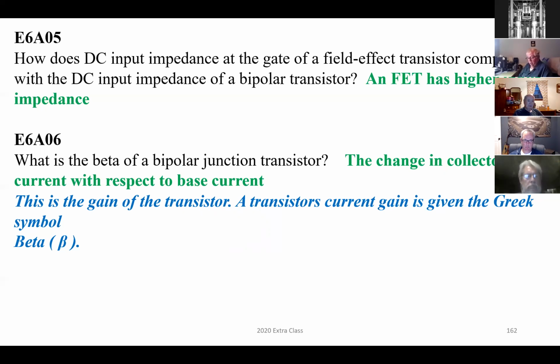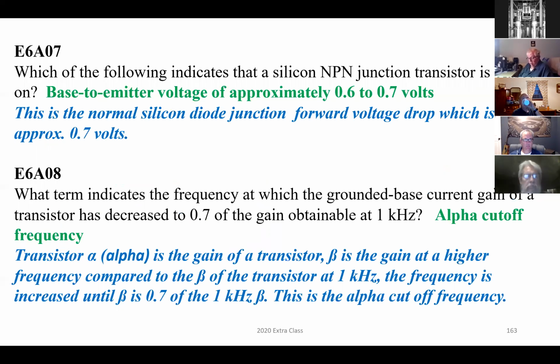6, what is the beta of a bipolar junction transistor? That would be B, the change in collector current with respect to base current. 7, which of the following indicates that a silicon NPN junction transistor is biased on? D, base to emitter voltage is approximately 0.6 to 0.7 volts.